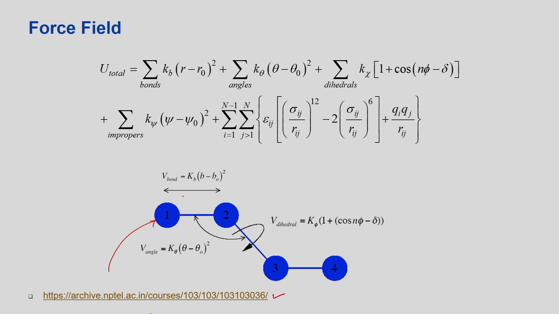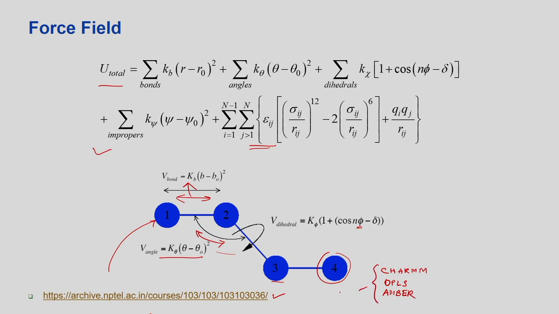If you notice, the bond can vibrate like this, so the contribution is this; the angle can vibrate in this manner, and the contribution is this. For the dihedral, 1, 2, 3 is one plane and 2, 3, 4 is another plane, and the angle between them is called phi. All this together forms the total force field. These force fields are of various types, such as the CHARMM force field, the OPLS force field, or the AMBER force field.